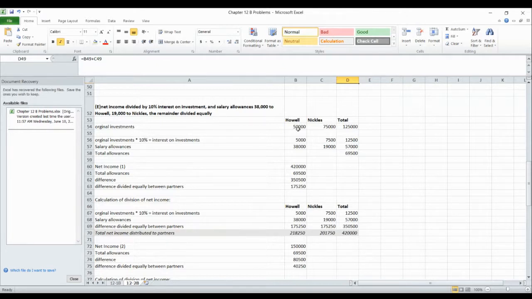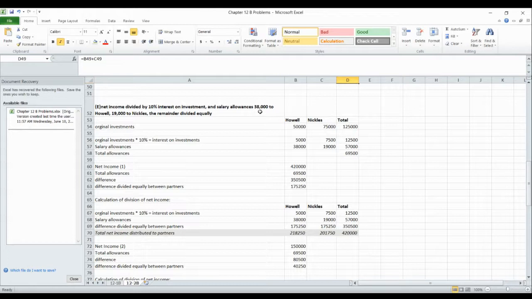The original investments for Hal was $50,000 and Nichols was $75,000. 10% of the original investments would give you $5,000 for Hal and $7,500 for Nichols. 10% of $50,000 is $5,000. 10% of $75,000 is $7,500. In this problem, we're going to also consider our salary allowances. The salary allowances were given in the instructions to the problem, Part E.